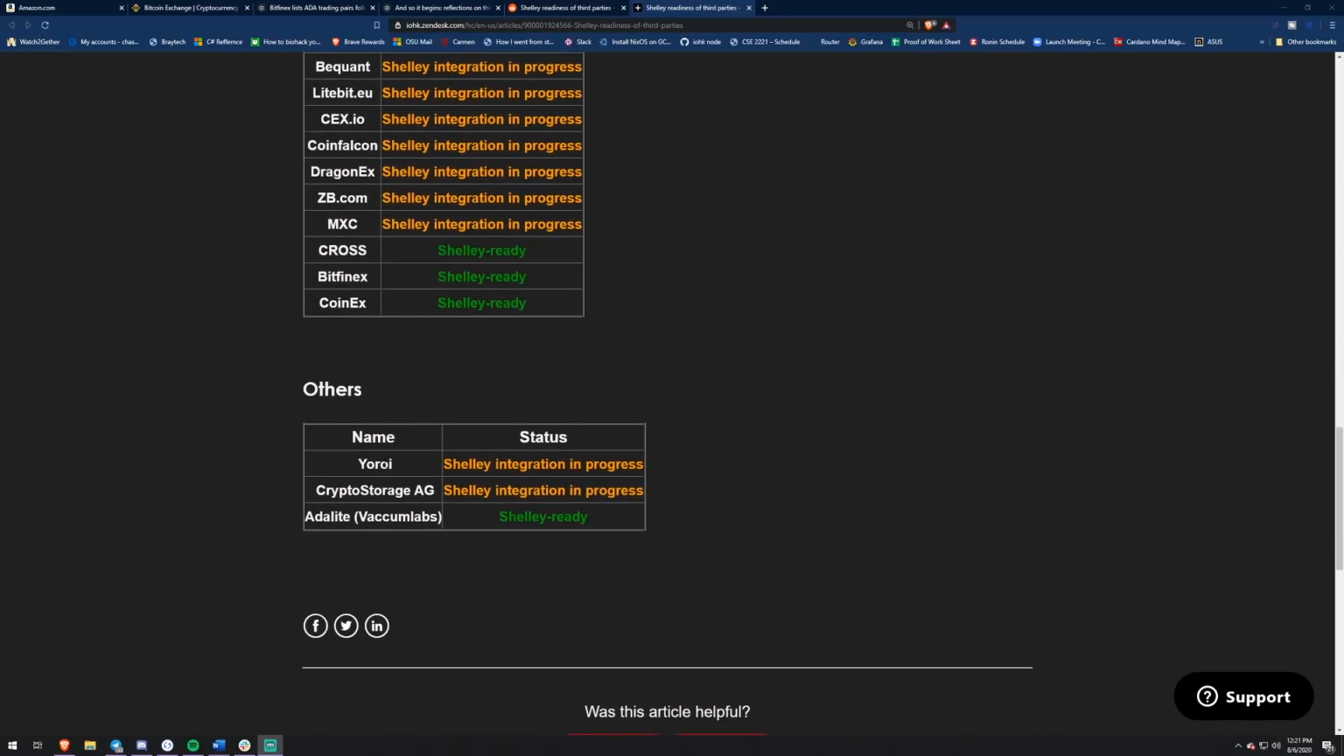And they also have Yoroi on here, and Ada Lite from Vacuum Labs. I've never actually heard of crypto storage, but they're integrating for Shelley. As we know, Ada Lite is good to go. I made that how-to on staking to my hidden pool back then, and also how to do it with Ledger, and we used Ada Lite for that. Yoroi integration is still in progress, but as soon as Yoroi is ready to go, I'm going to be releasing a video showing you guys how to stake with Yoroi, how to switch over your addresses and stuff. So just be prepared for that.